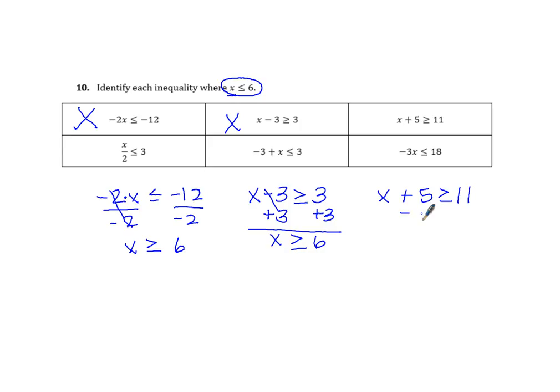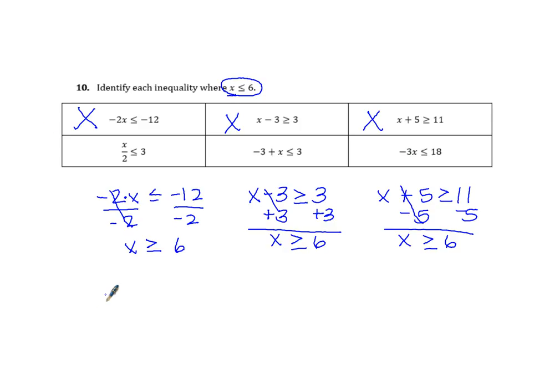Our next one we have is x plus 5 is greater than or equal to 11. To get x by itself, we're going to subtract 5 to get rid of that plus 5. Those are opposites, they go away. We're left with x is greater than or equal to 6 once again. And that's still not what we're looking for here, so we're going to get rid of that.